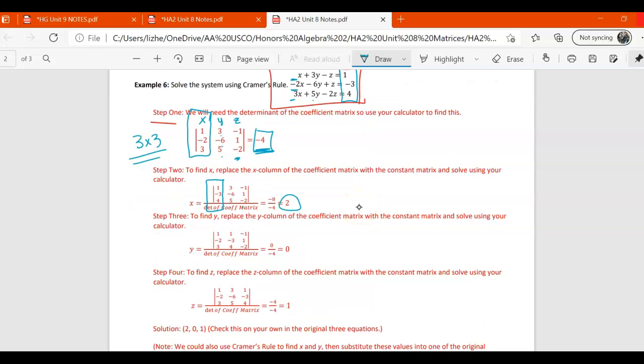You should be doing these on your calculator to make sure you're getting the right numbers. So now we want to find y.